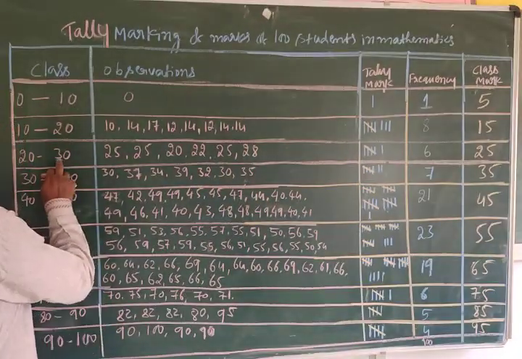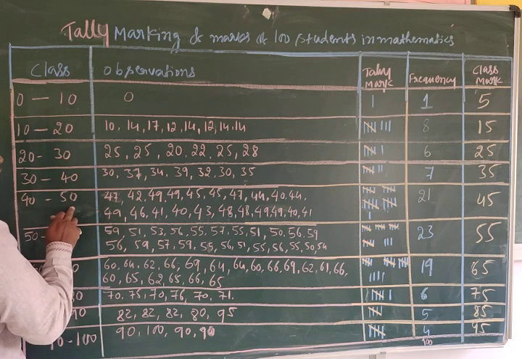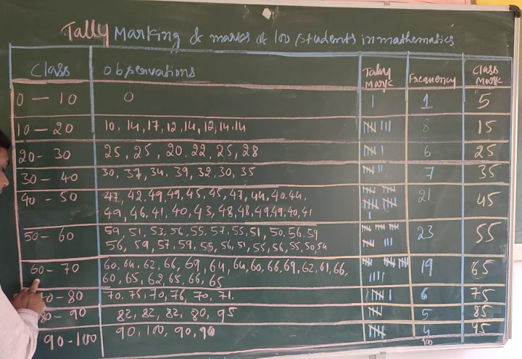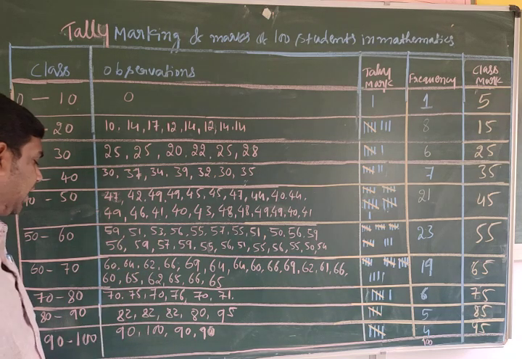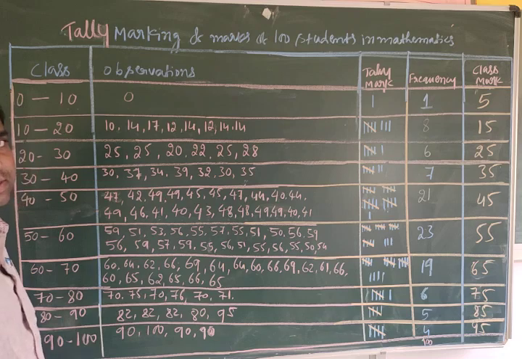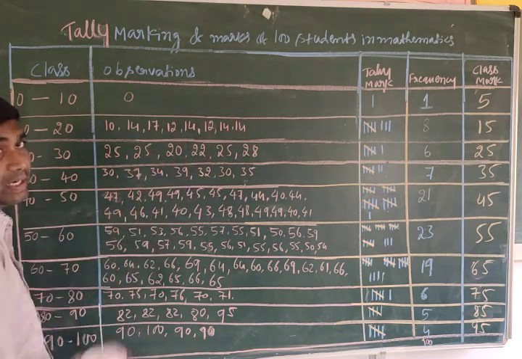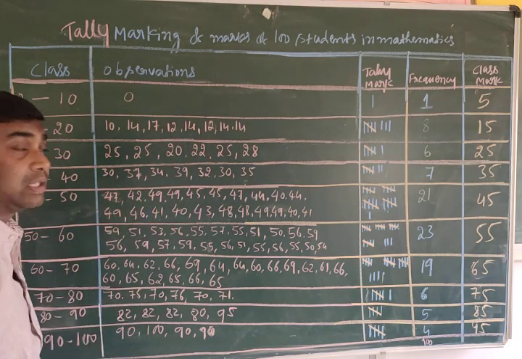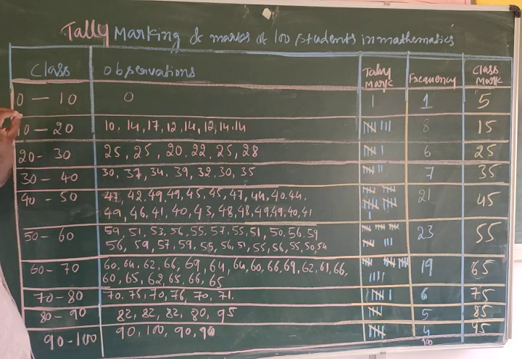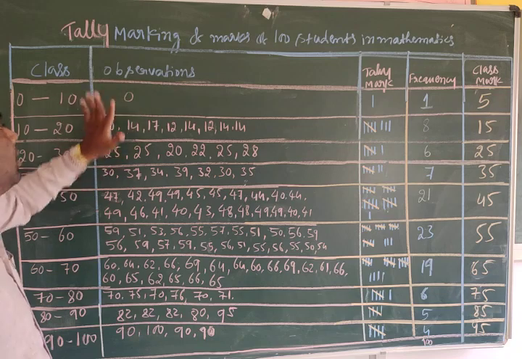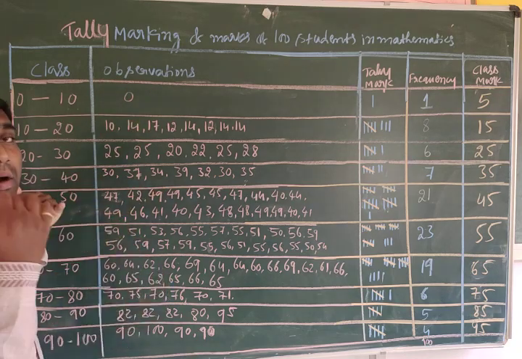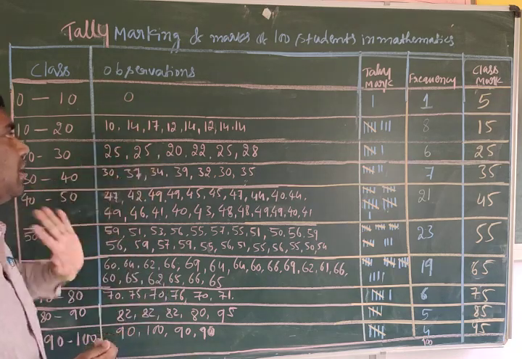So 20 to 29, 30 to 39, 40 to 49, 50 to 59, 60 to 69, 70 to 79, 80 to 89, 90 to 100. Because it is last, right? We must count it at the end. There is no further class. That is why we count this. Anyhow, so this is the class. 10 classes are there. Observation: how many students have got how much marks?